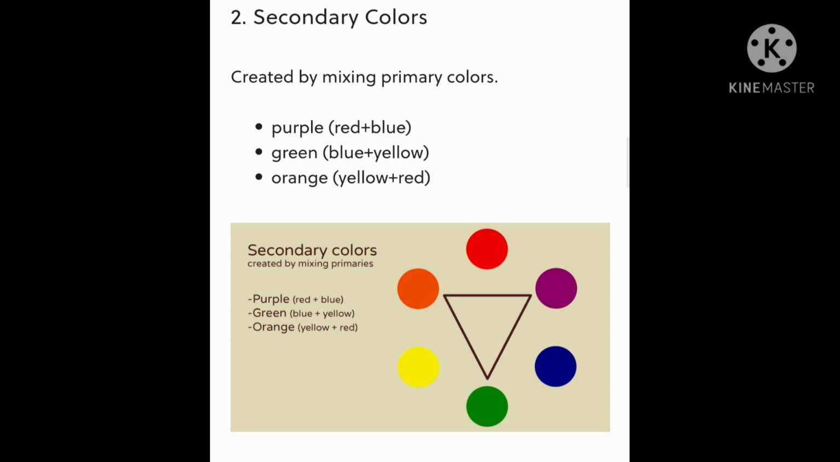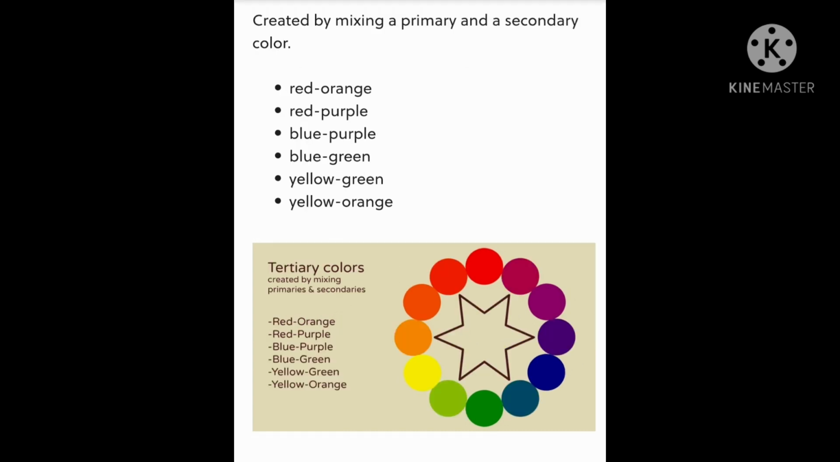Same goes for green. Blue and yellow gives out the color green. And when it comes to orange, the colors are yellow and red.